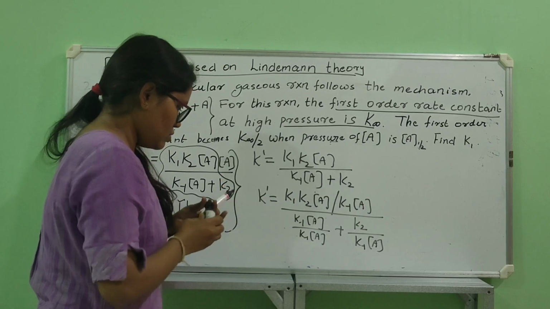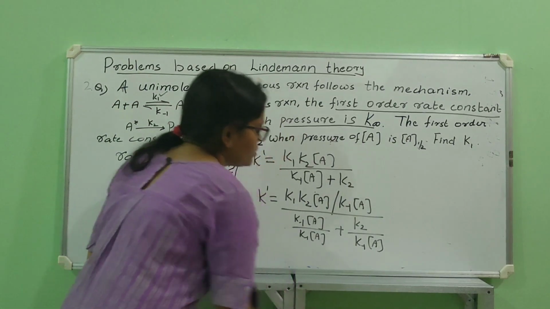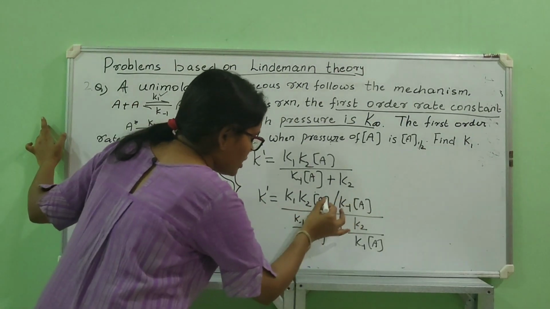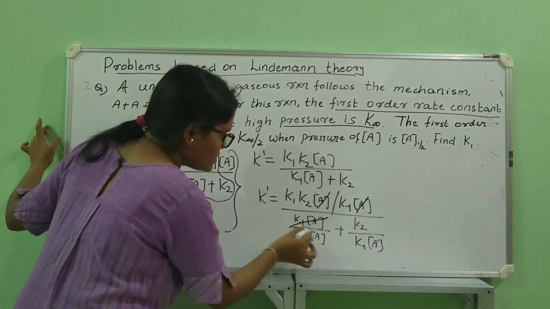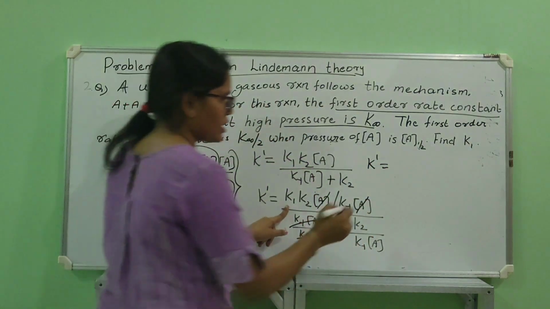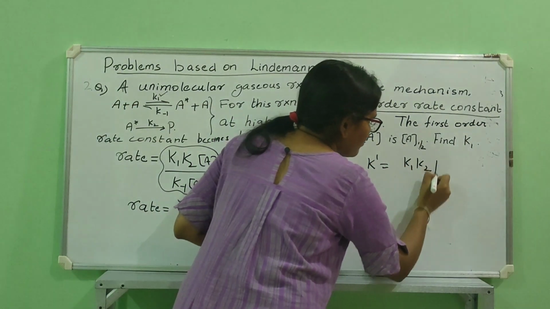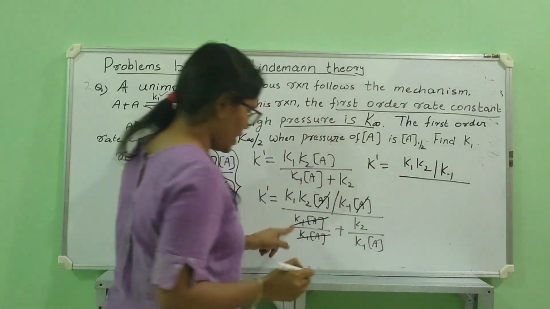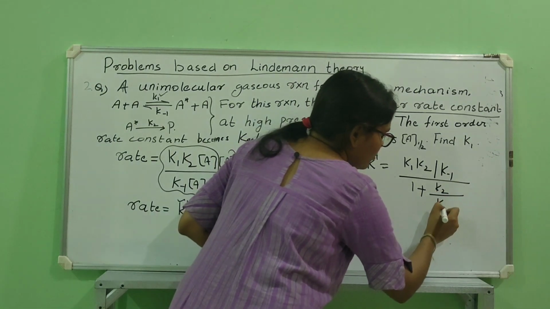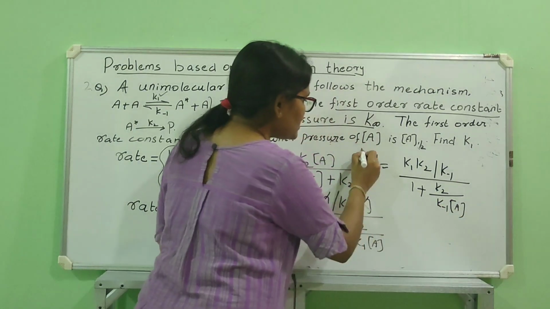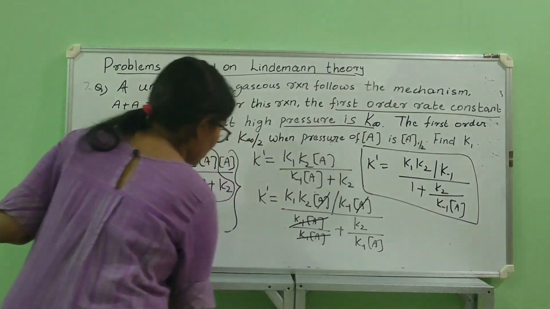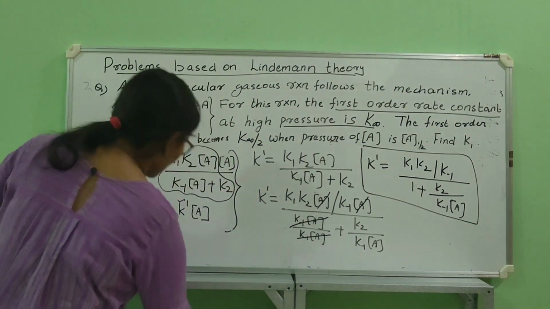Actually, this derivation has already been done in the theory portion. So first you need to watch that video to solve this problem. I can cancel this A, and I can cancel this term also. Now what we are left with is K dash is equal to K1 K2 by K minus 1 whole divided by 1 plus K2 by K minus 1 into A. So this expression of K dash will be very useful to solve this problem. This derivation is already done, so I will write this here.